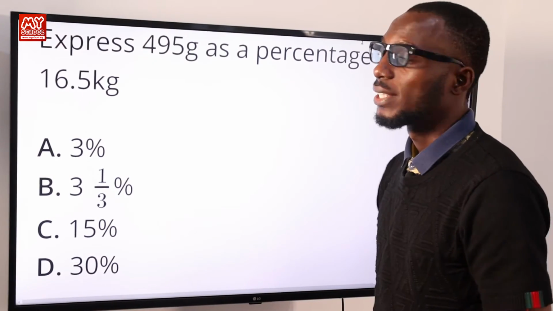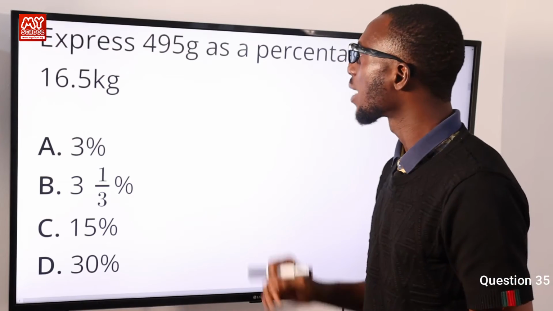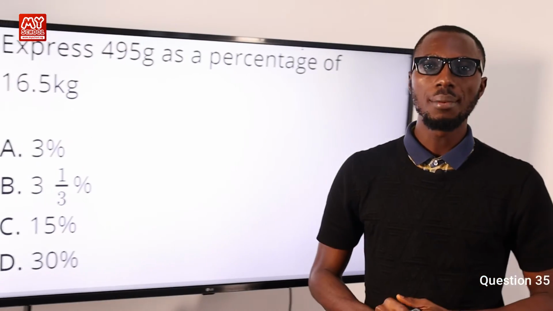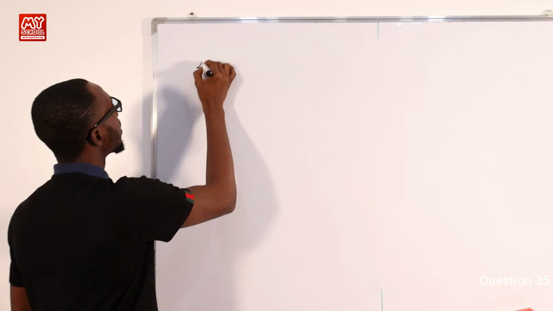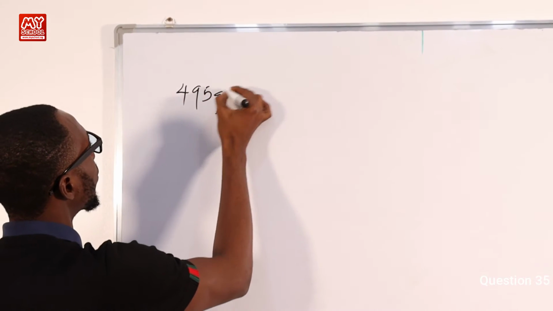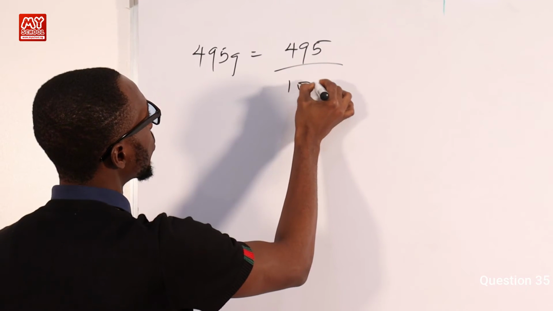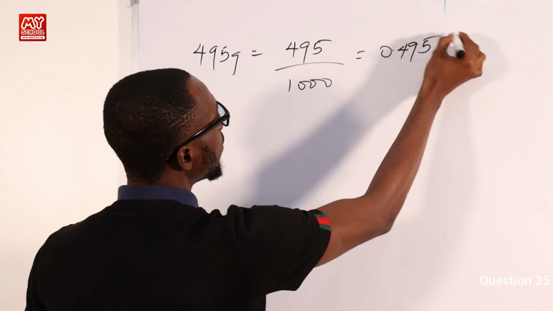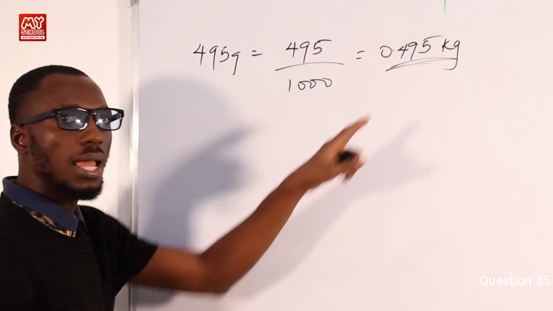So we have question 35. Express 495 grams as a percentage of 16.5 kilograms. So we have 495 grams. To bring it to kilograms, we divide 495 by 1000, and that gives you 0.495 kilogram. Okay, so we're asked to express this as a percentage.